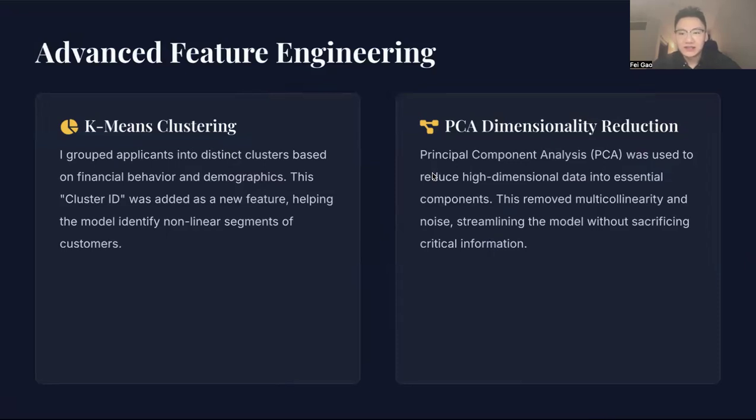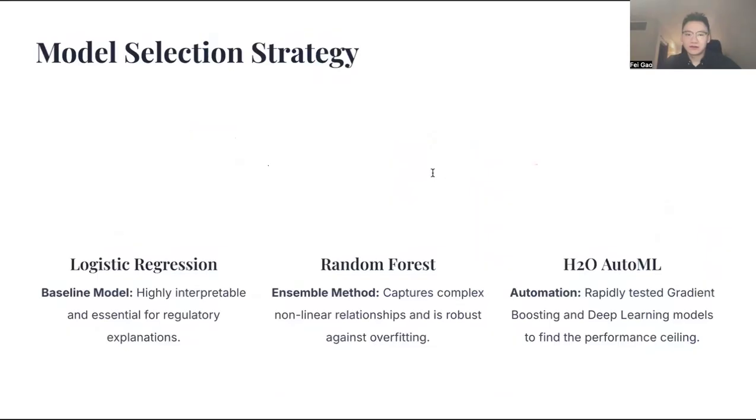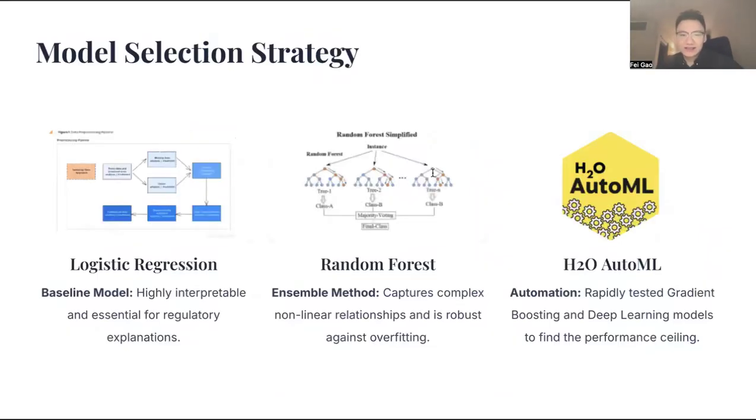So to capture complex patterns, I specifically engineered new features, and I used k-means clustering to group similar applicants and added the cluster ID as a new feature. I also applied PCA to reduce dimensionality, which helped remove noise and the multicollinearity before feeding the data into the models. I selected three distinct modeling approaches to solve the binary classification problem.